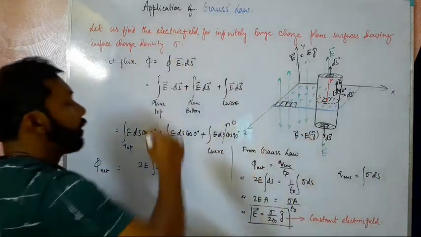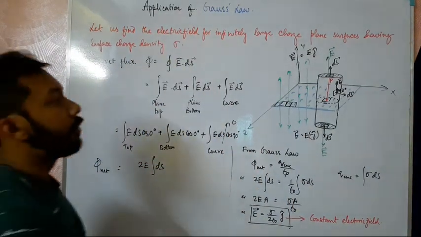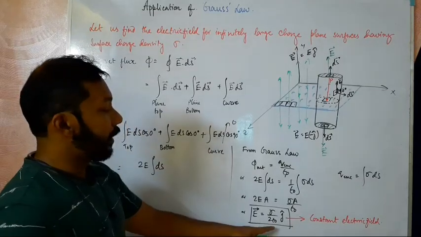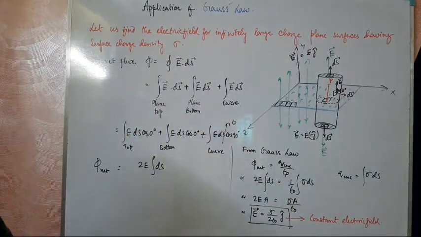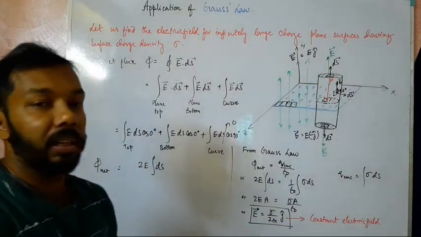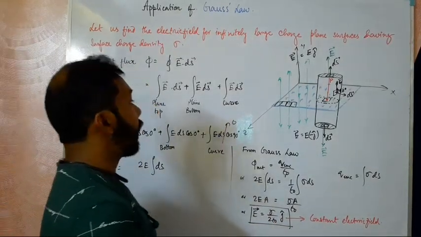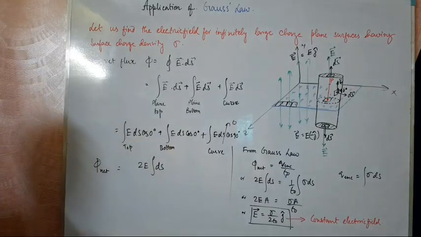It will not vary with the distance. We can see there is no term containing the distance, so it does not become a function of distance. How can this be explained physically?